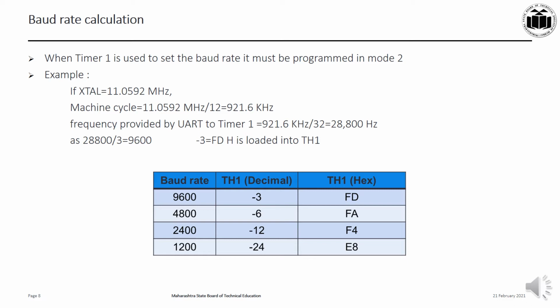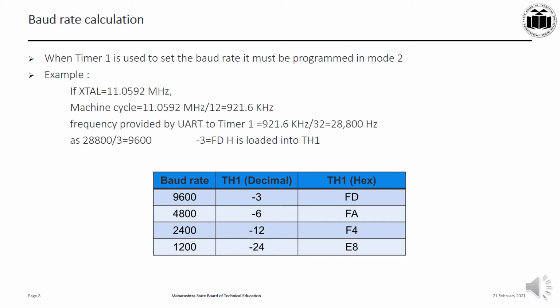So we will take one example of how baud rate is calculated. If the crystal frequency is 11.0592 megahertz, the machine cycle frequency will be 921.6 kilohertz, and the frequency provided by the UART to timer 1 will be 28,800 hertz. So 28,800 hertz is the frequency which will be provided to timer 1. To get the baud rate of 9600, we have to divide it by 3.